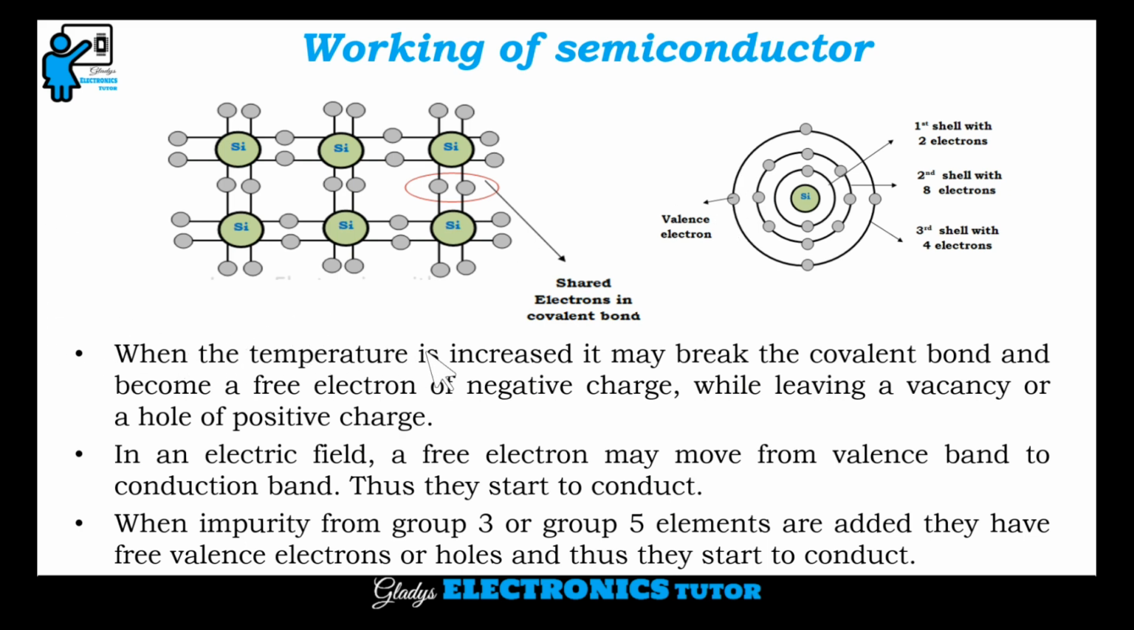When the temperature is increased, it may break the covalent bond and become a free electron of negative charge while leaving a vacancy or a hole of positive charge. In an electric field, a free electron may move from valence band to conduction band, thus they start to conduct. When impurity from group 3 or group 5 elements are added, they have free valence electrons or holes and thus they start to conduct.